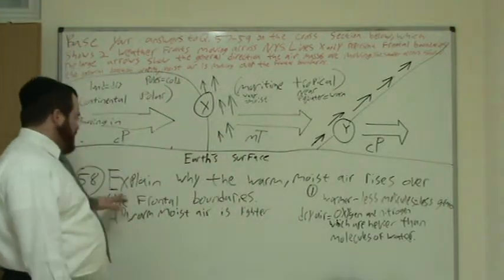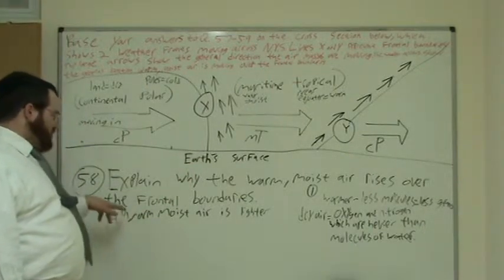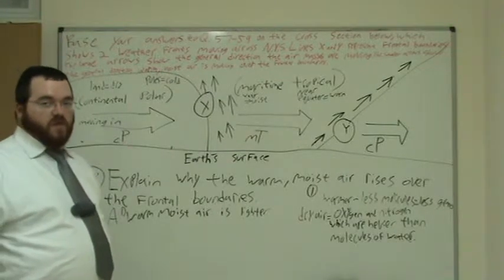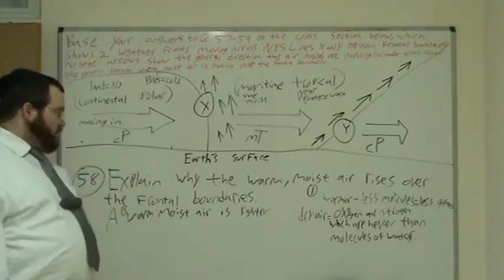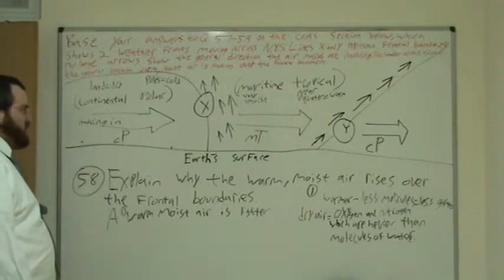So the question again, explain why the warm, moist air rises over the frontal boundaries. It is because warm, moist air is lighter than cold continental air.